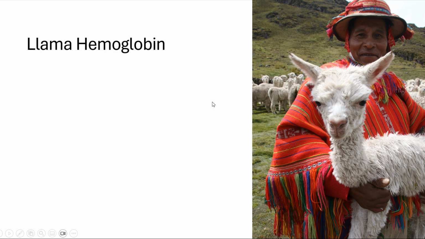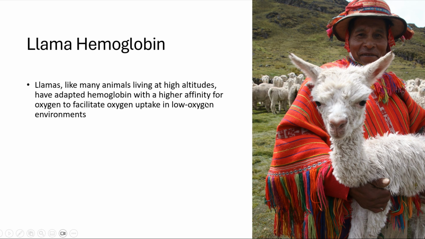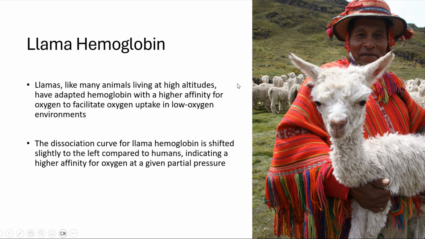Llama hemoglobin as well. Llamas also have a higher affinity. Obviously, because they're at high altitudes, there's not much oxygen up there. So they have adapted hemoglobin with a higher affinity for oxygen to facilitate oxygen uptake in low oxygen environments. So the dissociation curve is the same as the fetal one. It's moved to the left compared to humans, indicating a higher affinity for oxygen at a given partial pressure.